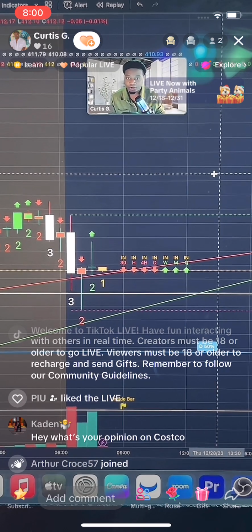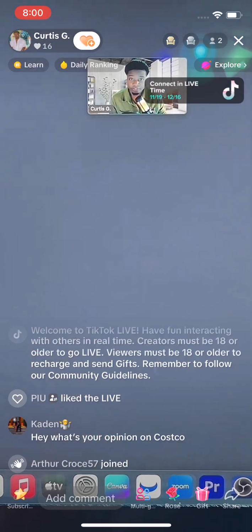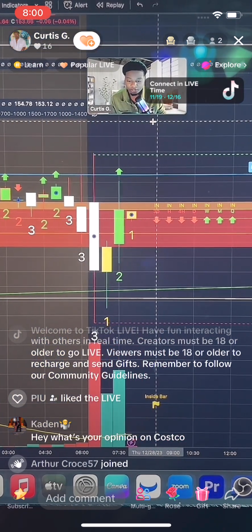QQQ's looking choppy as well. I wouldn't necessarily be looking to trade it just based off what we're seeing so far on these 30-minute candles. Now we could take a look at Amazon. Amazon's looking a little good.